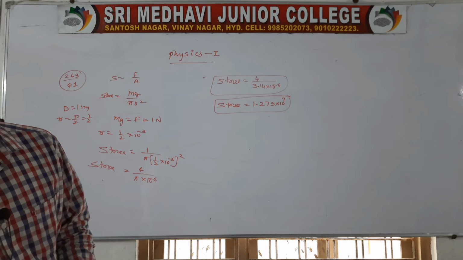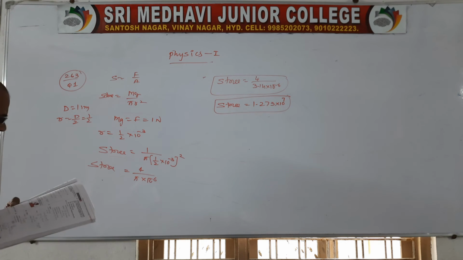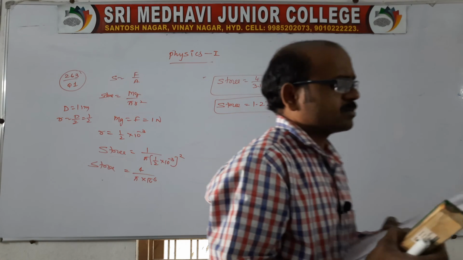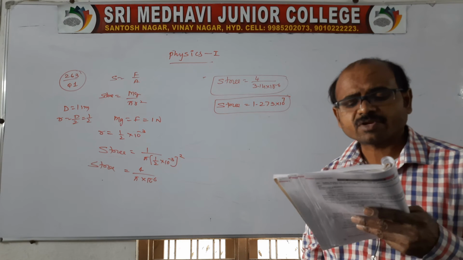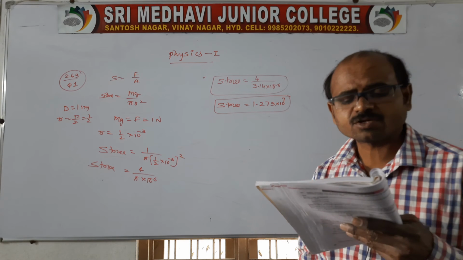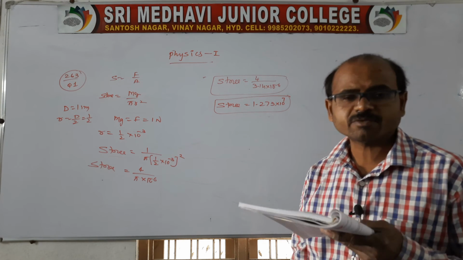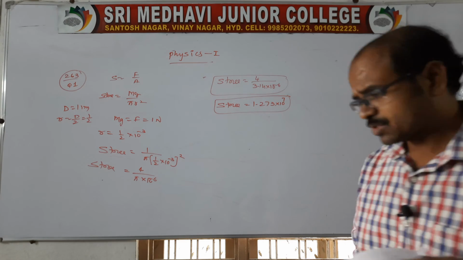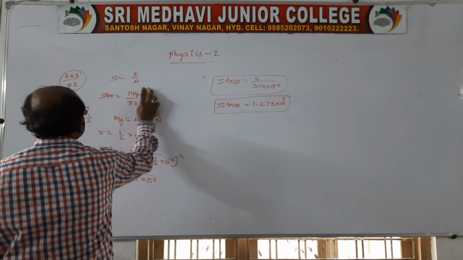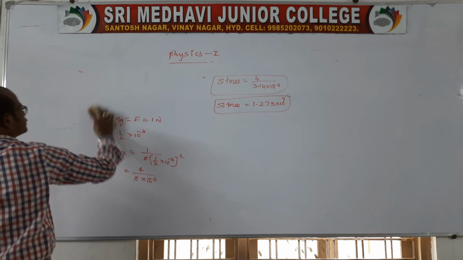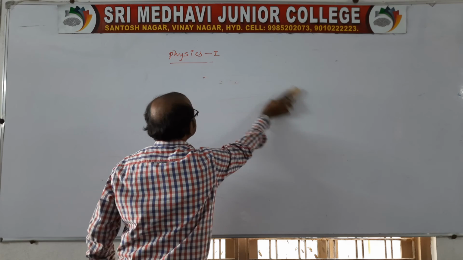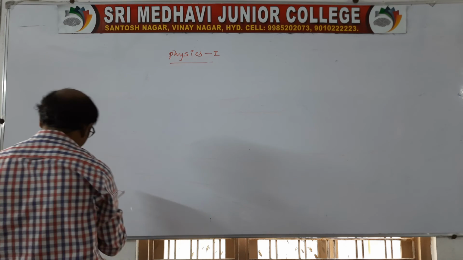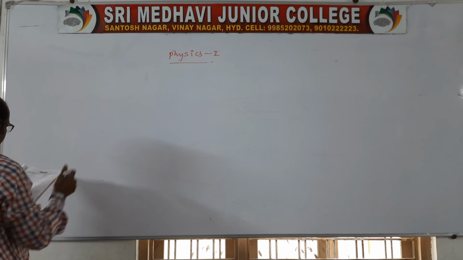Clear? This is one problem, and here is another one. Based on that, we have a tungsten wire of length 20 centimeters stretched by 0.1 centimeter. Find the strain on the wire. This is a very simple question.